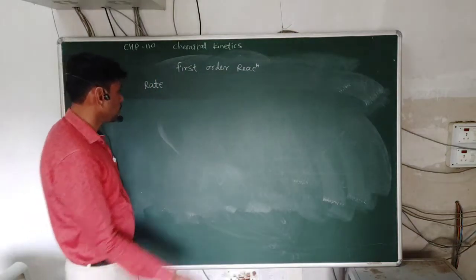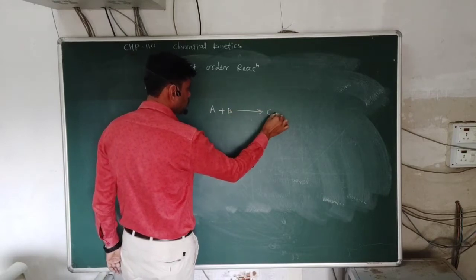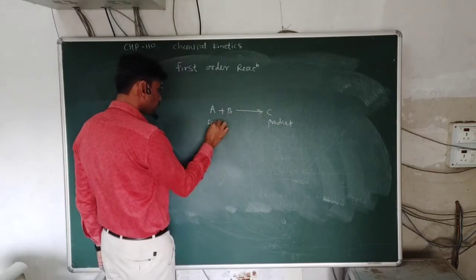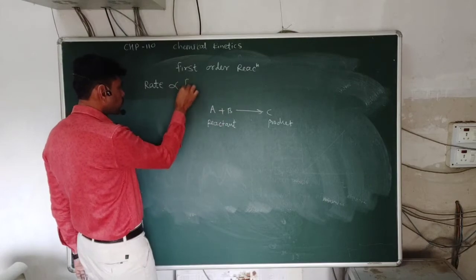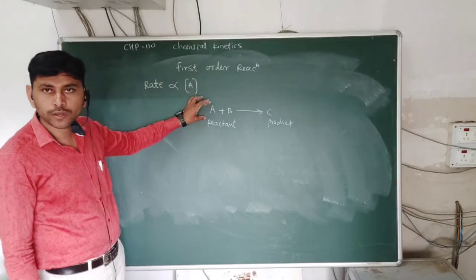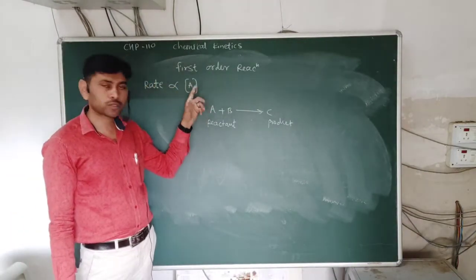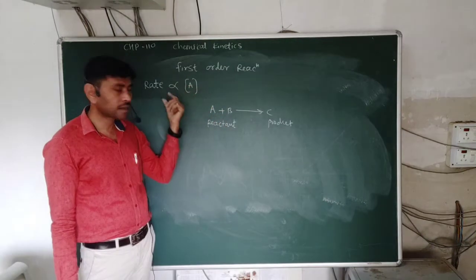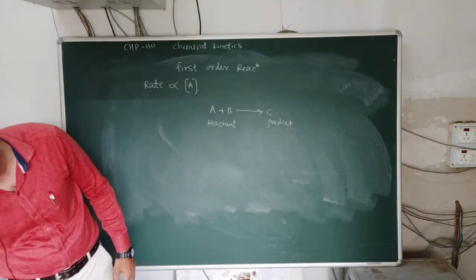One reactant concentration means, suppose that A plus B gives C, another product. Reactant molecules are there, but the rate of reaction is proportional to either A or B. So one concentration term only. If the rate of reaction is directly proportional to, or dependent on, the concentration of one reactant, then that reaction is called a first order reaction.